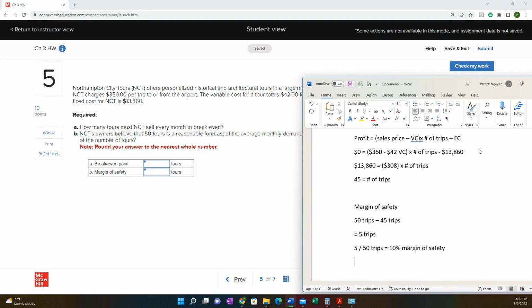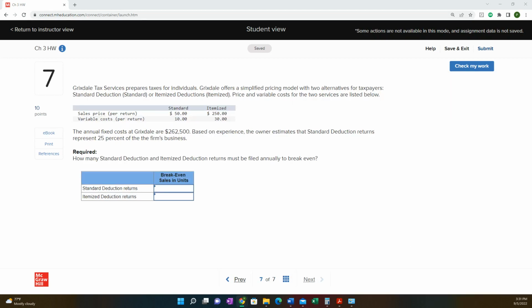Question number 6 was very similar to question 5, so we'll skip 6. But we'll work on number 7. Number 7 also deals with break-even point, but it adds another layer of complexity because instead of one item to be sold, we're selling 2 items.